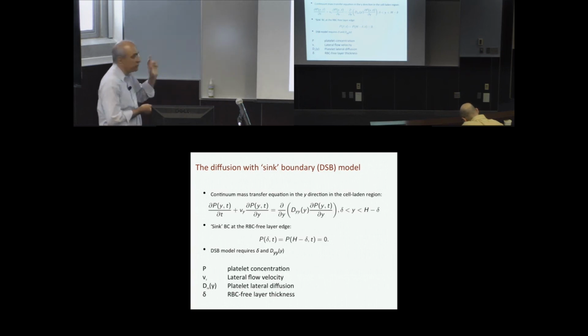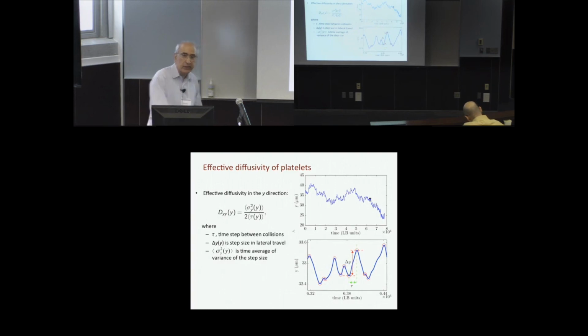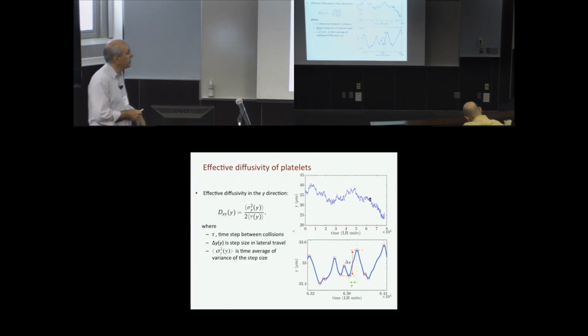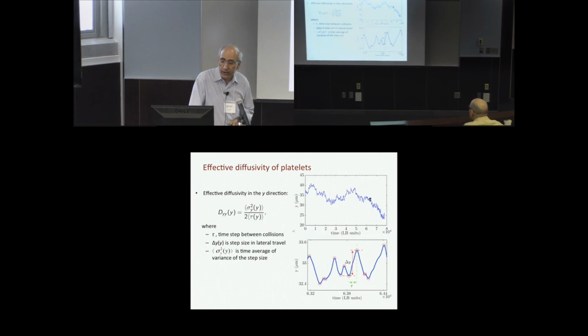In this analysis, we need two pieces of information. We need to know the size of the depleted zone delta, and we need to know the diffusion coefficient, which is a function of y. But the nice thing about computational simulation is that we have both of these. So we can measure the size of delta, and we can take the movements of the platelets and calculate the diffusion coefficient locally. So we get the diffusion coefficient locally as a function of y.